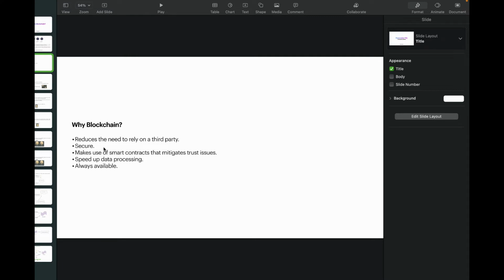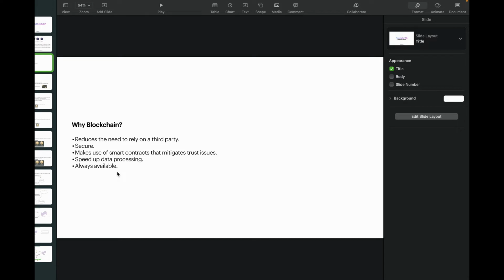It is really secure, meaning that one person cannot just come in and alter some data and just go on with it. It will always be caught. It is extremely hard to hack into a blockchain. To hack into a fully decentralized blockchain, it is really hard. It makes use of smart contracts to mitigate trust issues. I will explain smart contracts to you in a moment. It also speeds up the data processing.